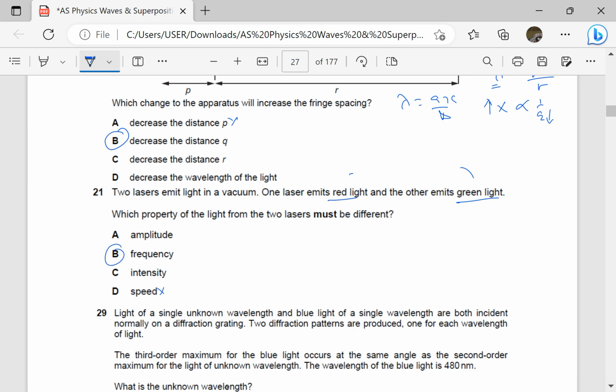Which property must be different? That is frequency. Because red has approximately 7 times 10 power negative 7 wavelength. And remember, frequency is inversely proportional to wavelength. Red has a longer wavelength than green, so red has a smaller frequency than green.